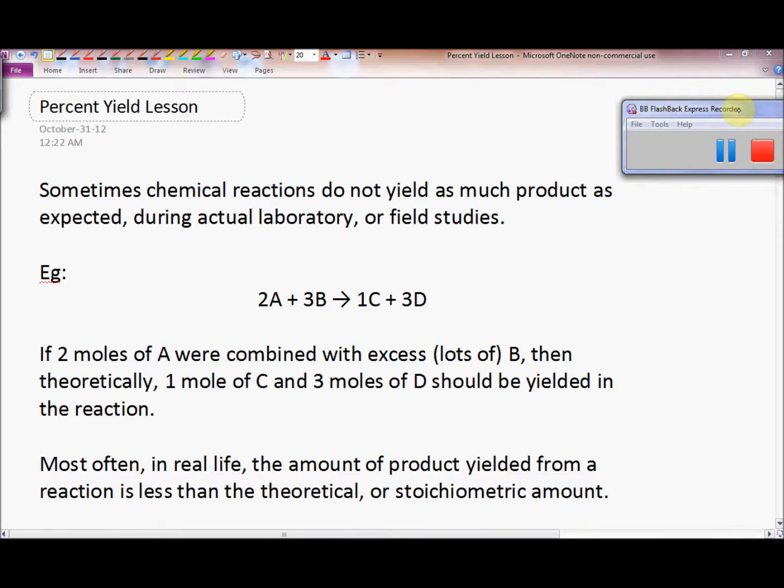With percent yield, sometimes chemical reactions don't yield as much as you would expect them to during an actual laboratory or field study, because it's just the fact of life.